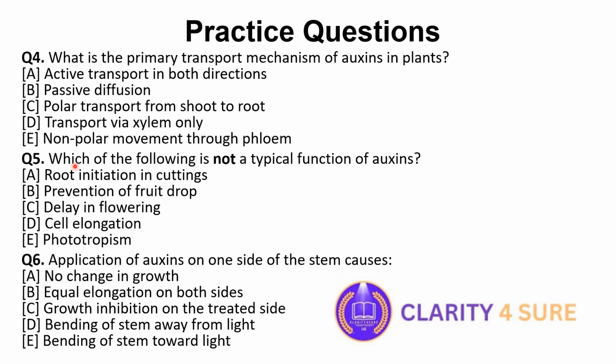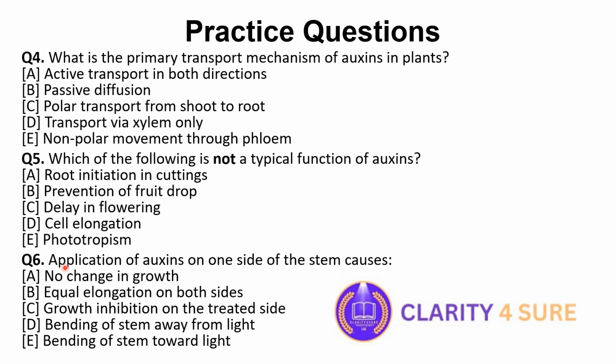Fifth question says, which of the following is not a typical function of Auxins? First is root initiation in cuttings, second is prevention of fruit drop, third is delay in flowering, fourth is cell elongation, and fifth is phototropism.